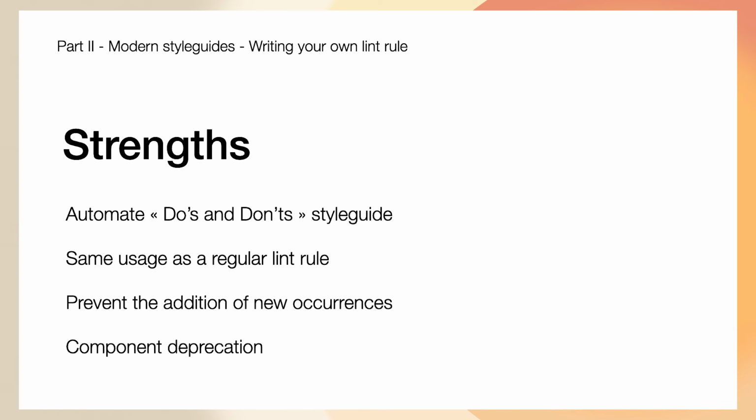It has the exact same usage as regular lint rules. What I mean is that you don't have to run a specific command for your additional lint rule. It's just Ember template lint. It will run your existing lint rules, and it will run the new one in the same way. And what is powerful is that it prevents the new additions of deprecated patterns.